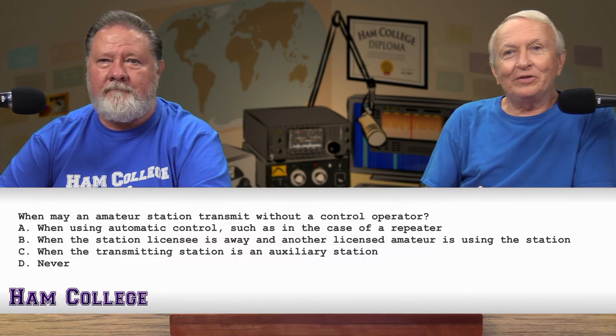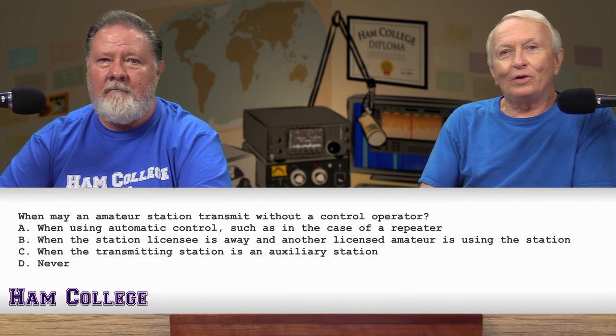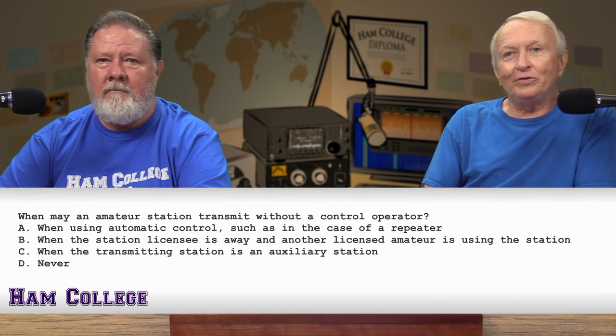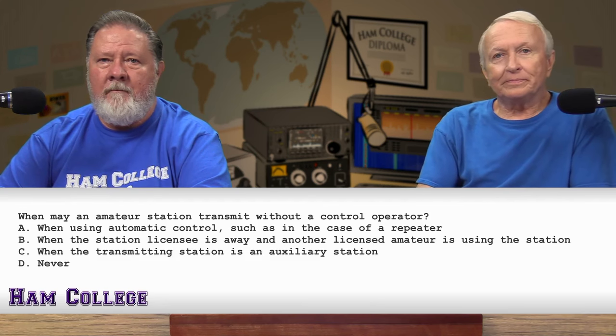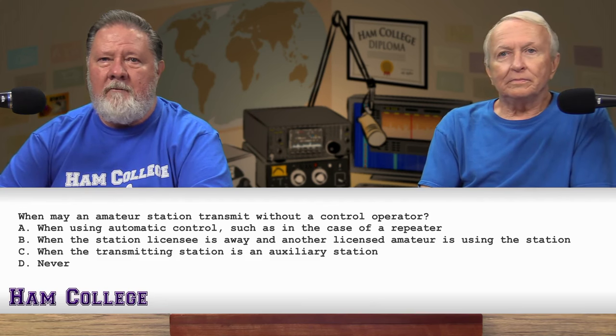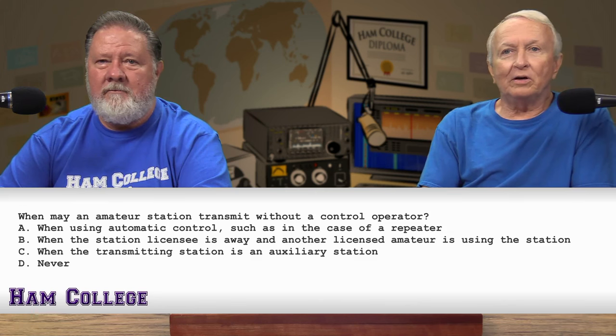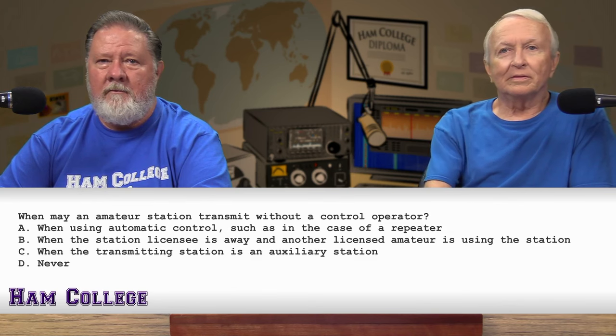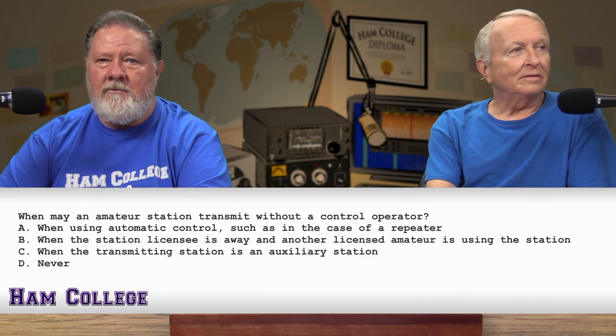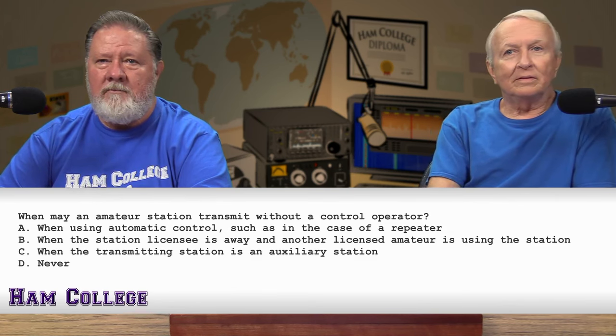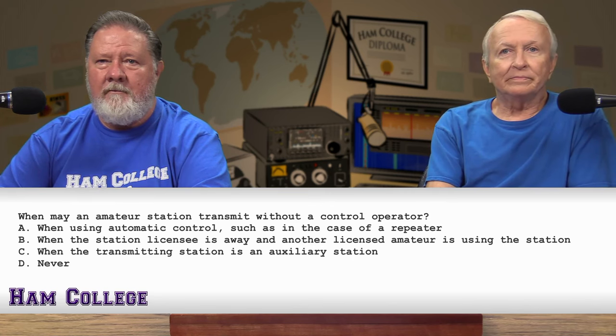When may an amateur station transmit without a control operator? A, when using automatic control, such as in the case of a repeater. B, when the station licensee is away and another licensed amateur is using the station. C, when the transmitting station is an auxiliary station. Or D, never. When may an amateur station transmit without a control operator?